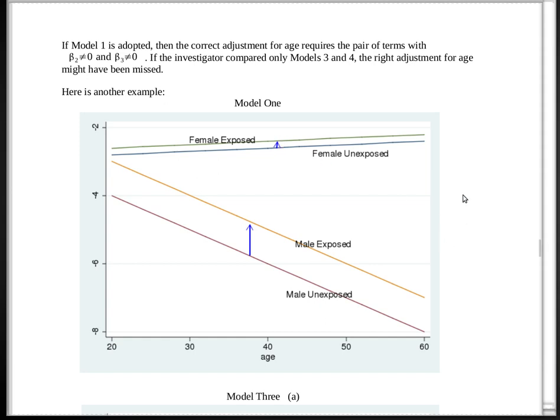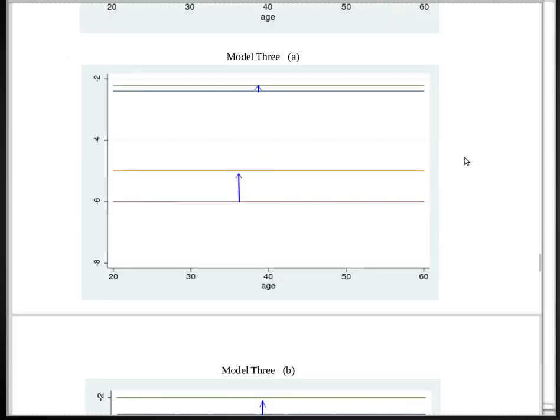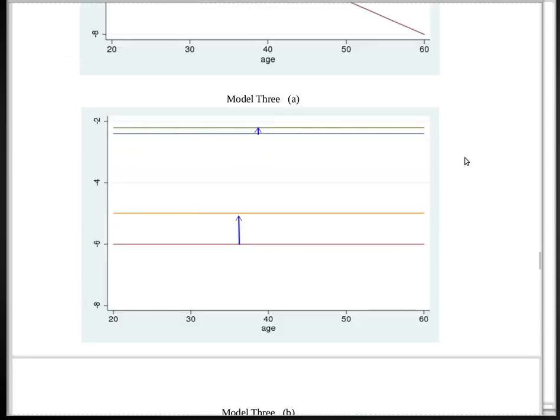Okay, let's look at two possibilities then with Model 3. Suppose we refit Model 3, and we see the same vertical distance here for the men and the same vertical distance for the women. Well, then that would say that as far as beta 5 is concerned, it doesn't matter whether or not I consider the model that's the most elaborate one or the one that assumes parallelism.